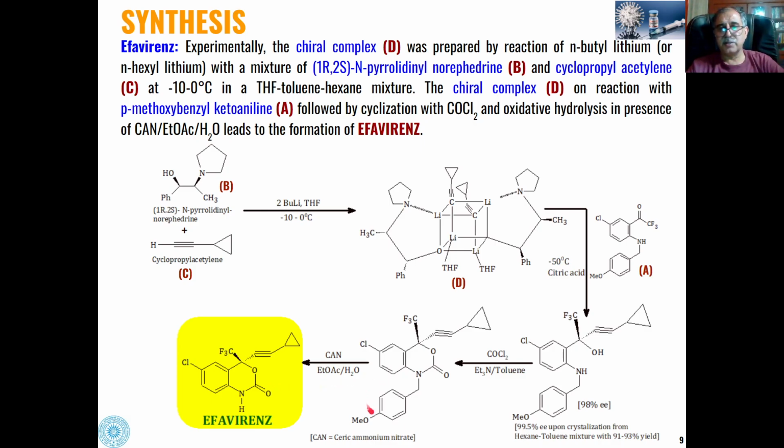So here basically what happens is, ceric ammonium nitrate will do the hydrolysis of this part of the molecule. Basically this nitrogen-carbon bond will break, and we will get our product.